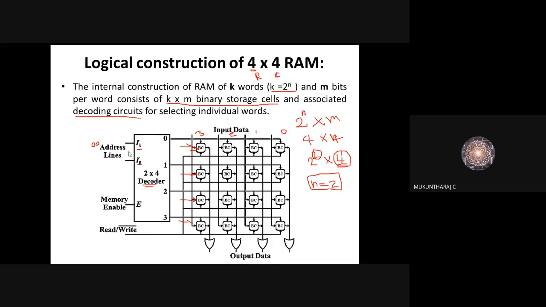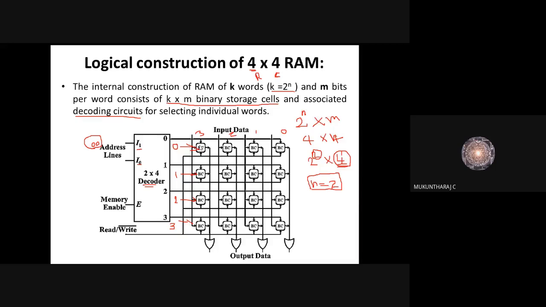So based on this address line, any one of the output lines of this decoder will be enabled. If I'm giving 0, 0, the 0th output line of the 2 cross 4 decoder is enabled. That means by giving 0, 0, I'm selecting the 0th address location. This is my 0th address location, then first, second and third. Then we have fixed the address location where we are going to read or write information.